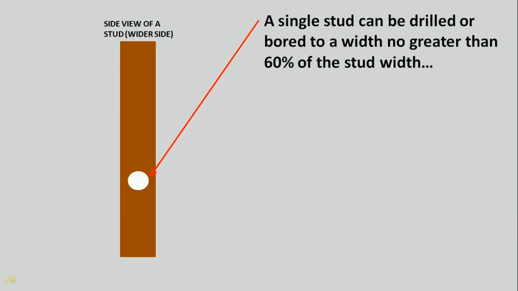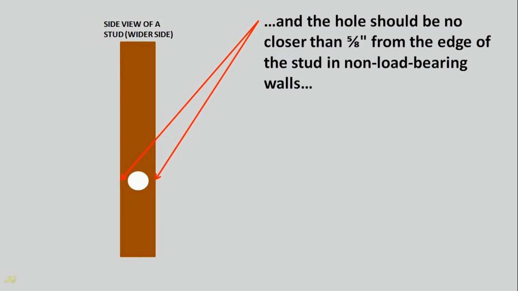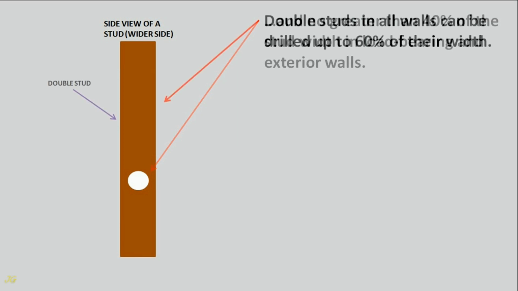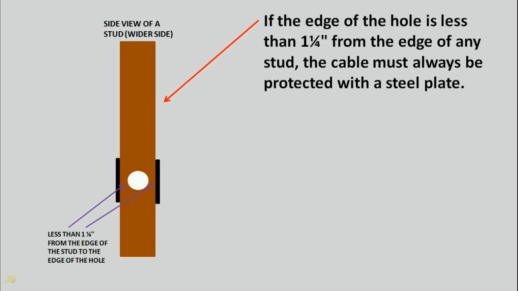A single stud can be drilled or bored to a width no greater than 60% of the stud width, and the hole should be no closer than 5/8 inch from the edge of the stud in non-load-bearing walls, and no greater than 40% of the stud width in load-bearing and exterior walls. Double studs in all walls can be drilled up to 60% of their width. If the edge of the hole is less than 1 1/4 inch from the edge of any stud, the cable must always be protected with a steel plate.